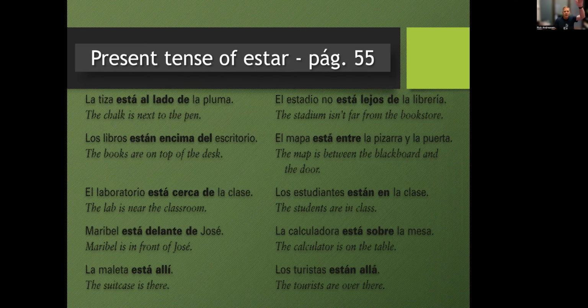So, clase, repitan. I'm going to go down the left side and down the right side. Repitan, por favor. La tiza está al lado de la pluma. The chalk is next to the pen, okay? Los libros están encima del escritorio. El laboratorio está cerca de la casa, o la clase, perdón. El laboratorio está cerca de la clase. Muy bien. Maribel está delante de José.